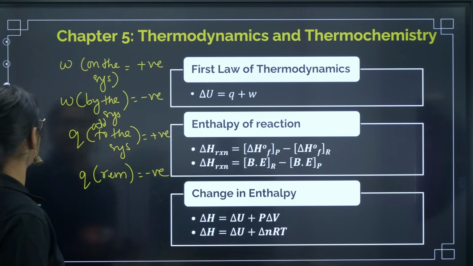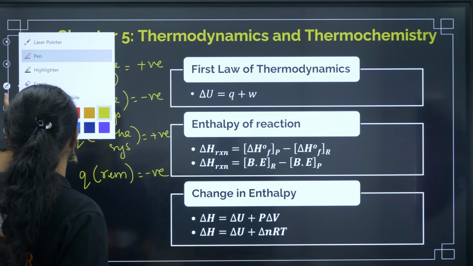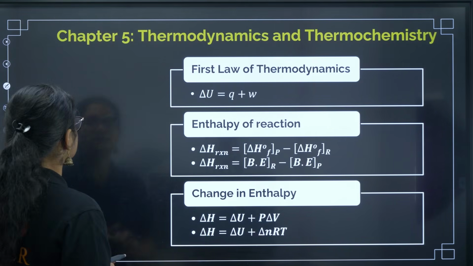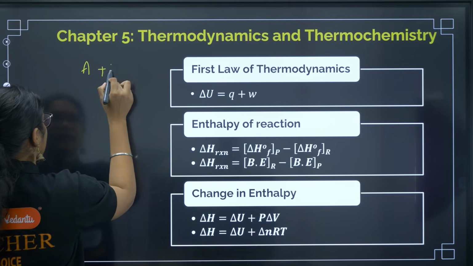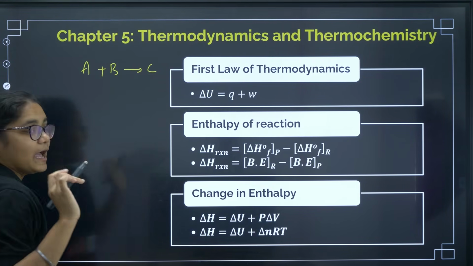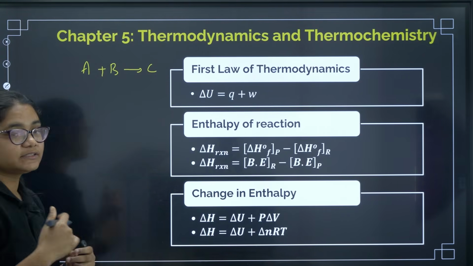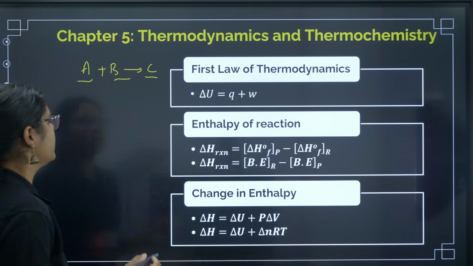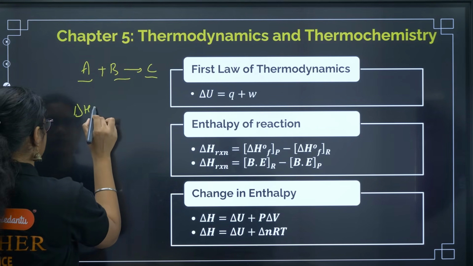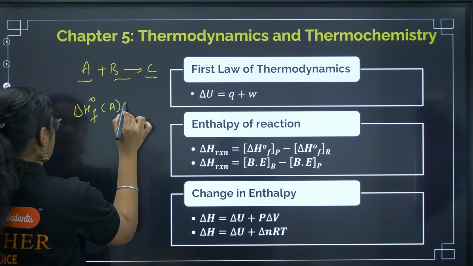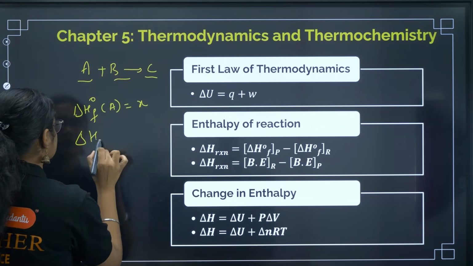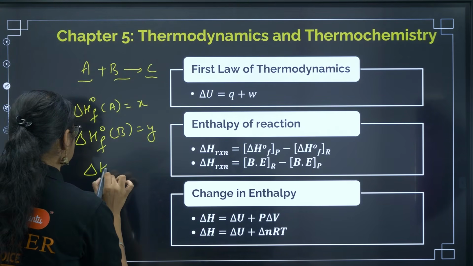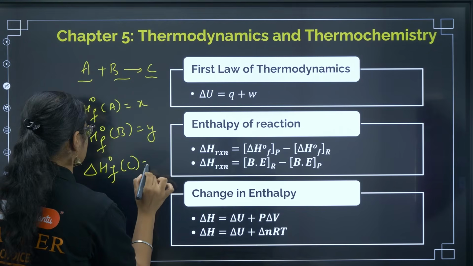So now, how to identify which formula to use and what all are there. Just see here, suppose a reaction is given, A plus B gives you C, and you have been given the enthalpies of formation of A, B and C. For example, the data is delta H of formation of A is X, delta H of formation of B is Y, and delta H of formation of C is equal to Z.